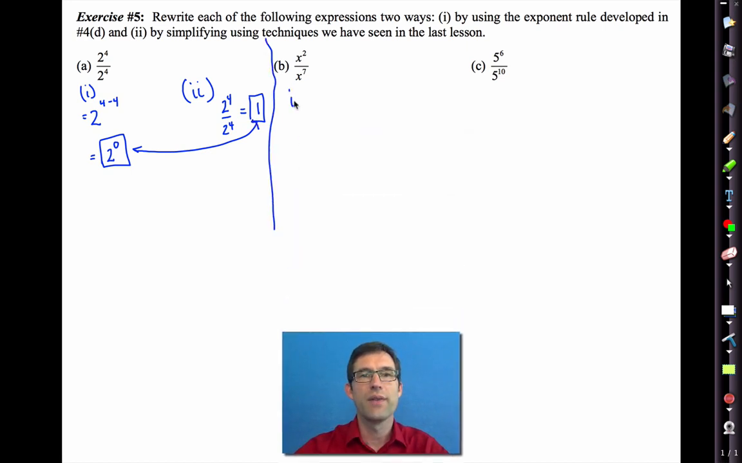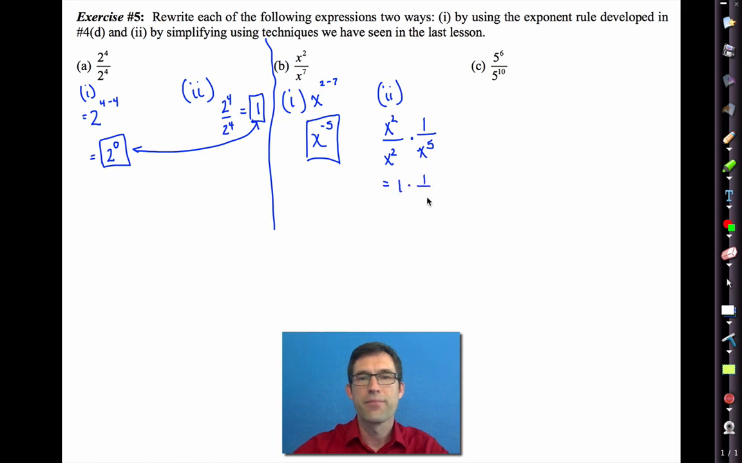All right, let's do one that doesn't turn out to be 0. Here we'll get x to the 2nd minus 7. Now watch your subtraction, and that's x to the minus 5th. On the other hand, if we use those simplifying techniques, where we do x to the 2nd divided by x to the 2nd times 1 divided by x to the 5th, then we just get 1 divided by x to the 5th.